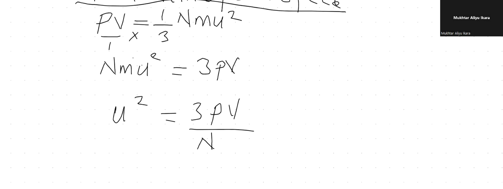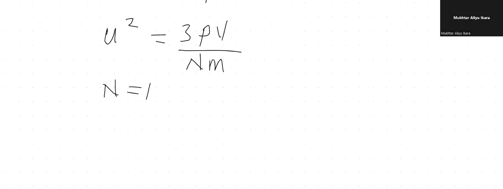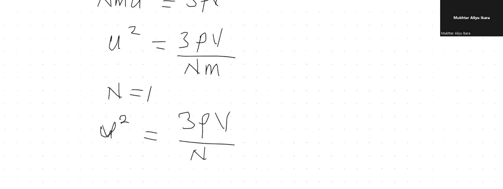Of course, if we have the number of molecules, if you have 1 molecule, it means that our N is 1. So therefore, at the end, we are going to have u² = 3PV all over m. Of course, we have to take the square root of both sides, so this will take care of the square. Here it is m, not N, because N is 1. So we have u = square root of 3PV all over m.